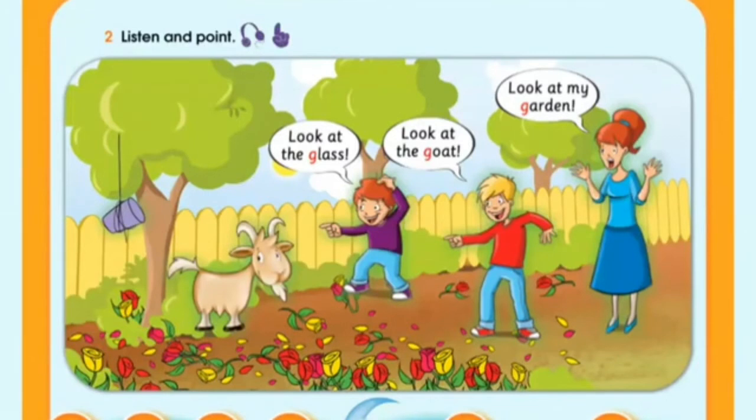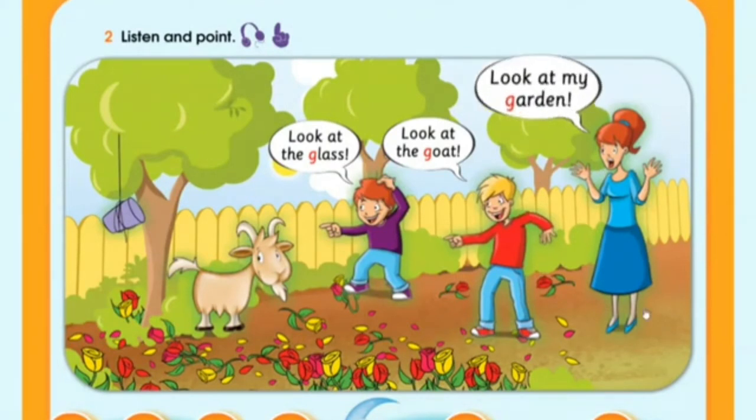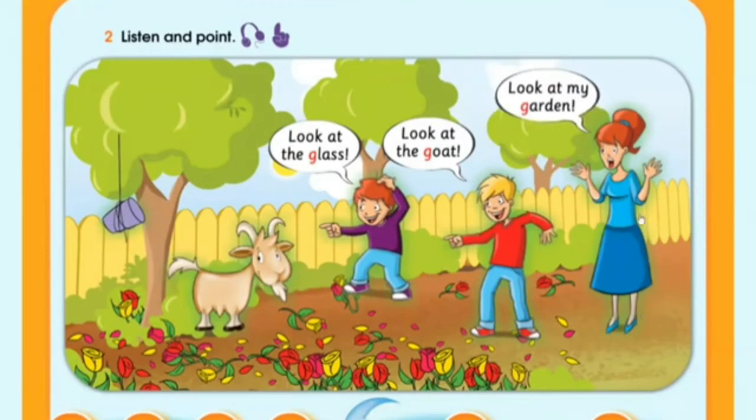Listen and point. Look at the glass. Look at the goat. Look at my garden. Let's do it one more time. Listen and repeat afterwards.